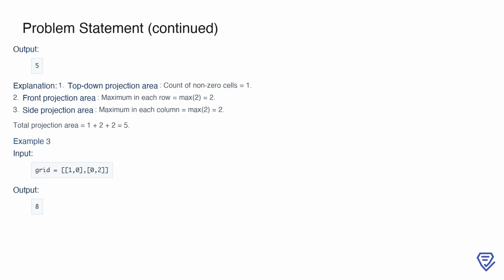Now let's look at the second example where the grid is [[2]]. Since there's only one cell, the top-down projection area is simply 1 because there's one non-zero cell. For the front projection area, the maximum value in the single row is max(2) equals 2. Similarly, for the side projection area, the maximum value in the single column is also max(2) equals 2. Adding these values, the total projection area becomes 1 plus 2 plus 2 equals 5.